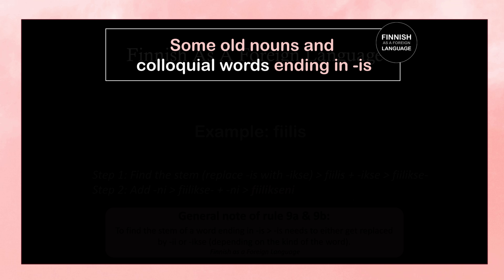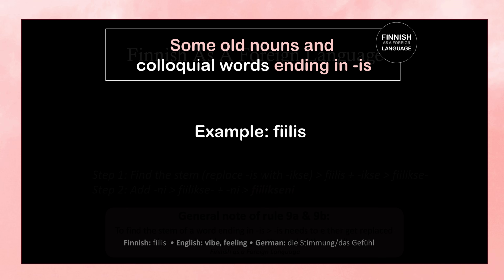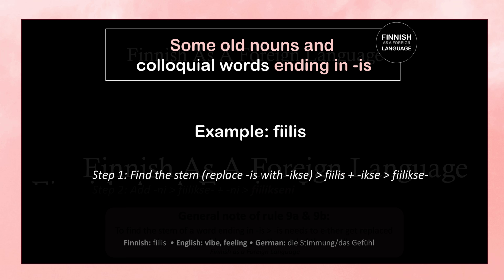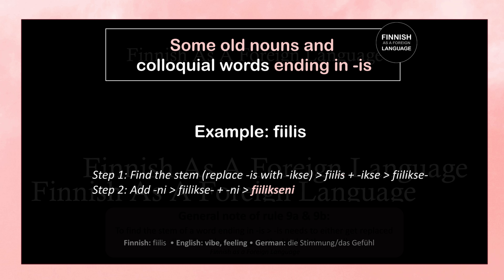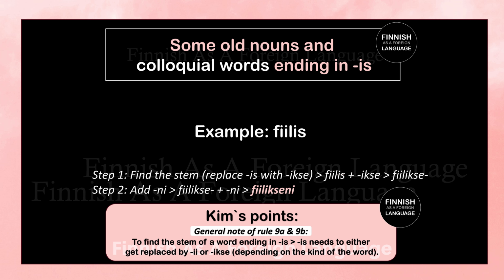Now let's see how it works with colloquial words ending in -is. For example, filis means vibe or feeling. In the first step, again, we have to replace -is with -ixa, so filis changes to felixa. Then in the second step, we have to add -ni, so we have felixa plus ni, and we receive felixeni, which can be translated as my vibe or my feeling. So what do we have to remember about the rules 9a and 9b? In order to find the stem of a word ending in -is, the ending needs to either get replaced by a double I or by -ixa, depending on the kind of the word.